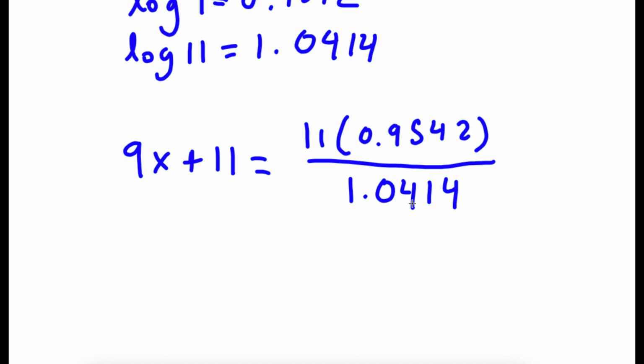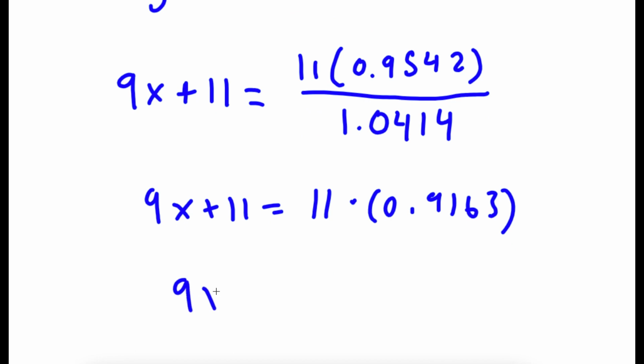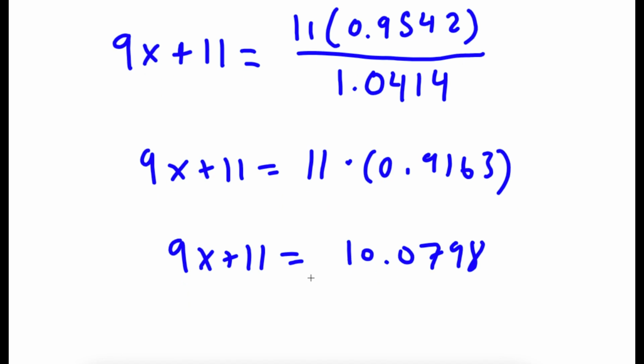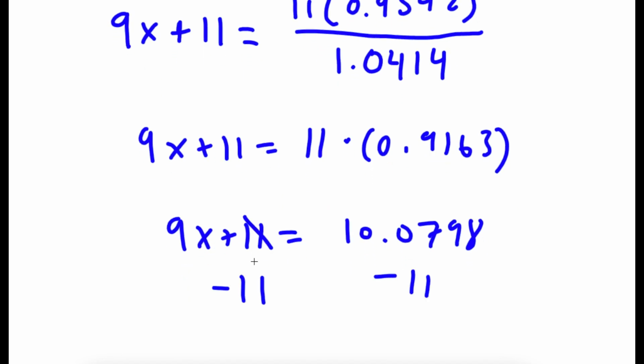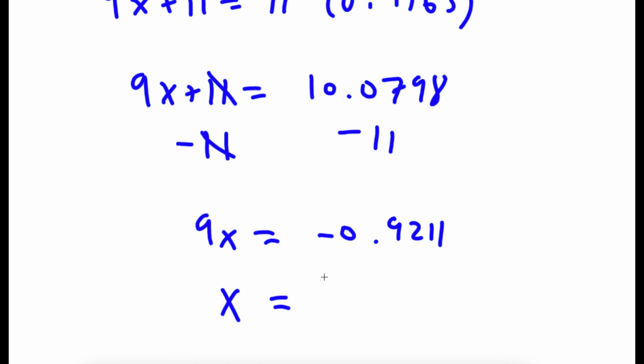Now 0.9542 over 1.0414, that's going to equal 0.9163, so 11 times 0.9163 is 10.0789, which is equal to 9x plus 11. So I have this minus 11. So now I have 9x is equal to negative 0.9211, meaning x is equal to negative 0.1023.